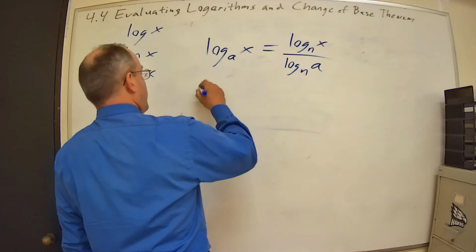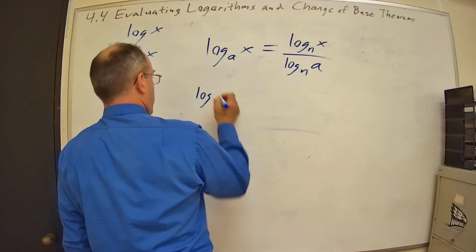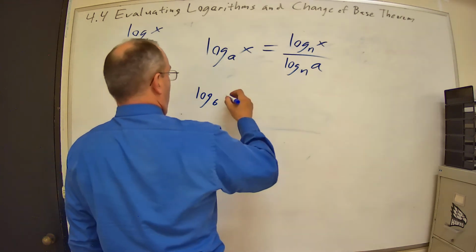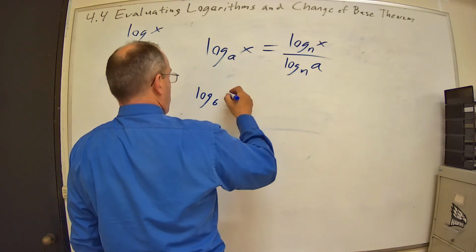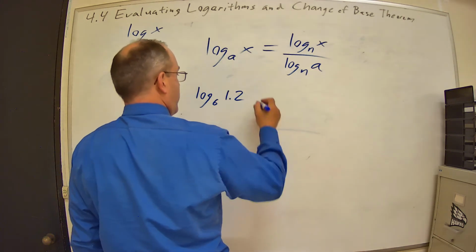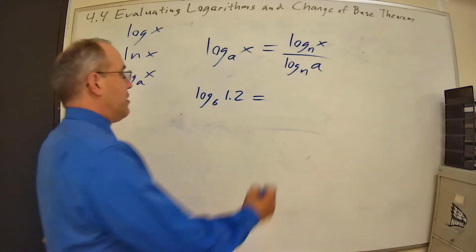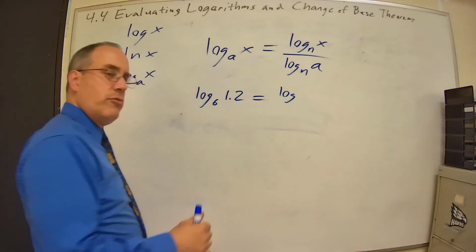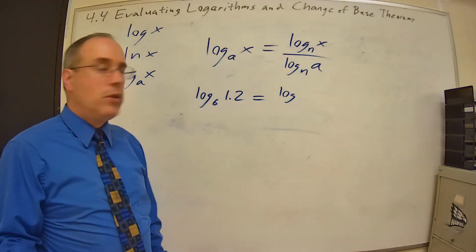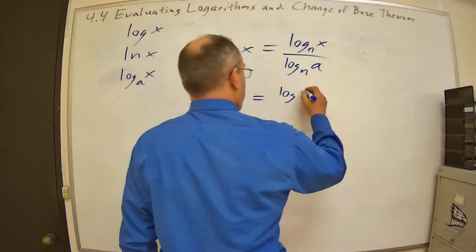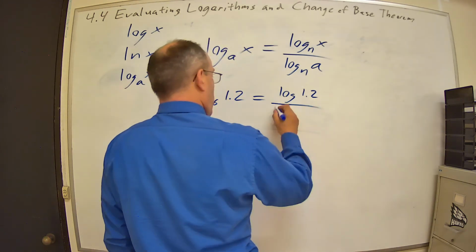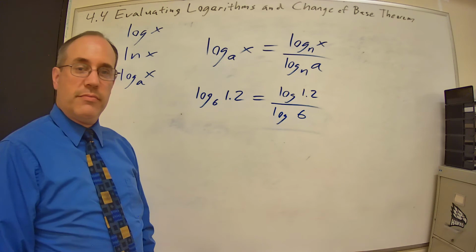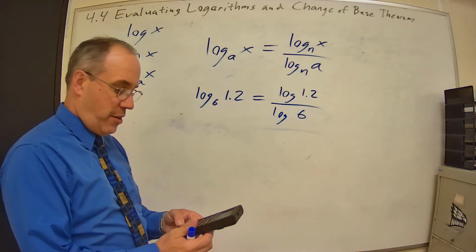Let's go log base 6 of 1.2. So we're going to take log base, well, let's do common log. So I'm just going to do log of 1.2 over log of 6. I can plug that into my calculator.